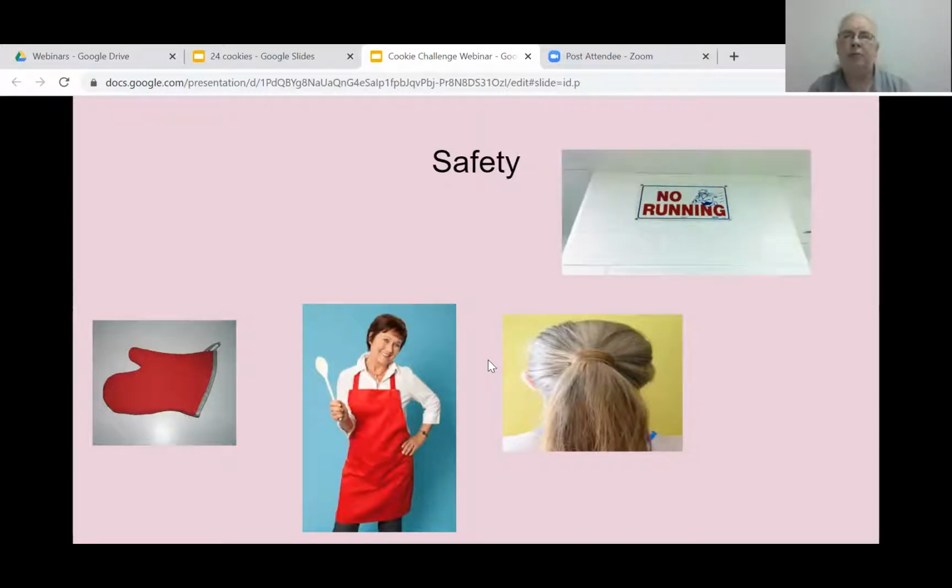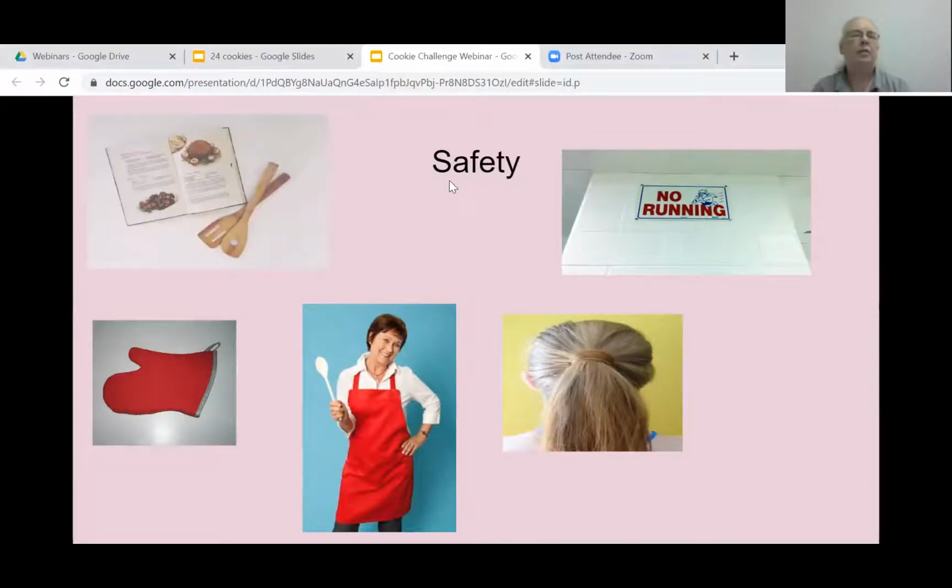No running. We don't run in the kitchen with the ingredients. We want to make absolutely sure that we don't spill all those good things. So double check everything as you go through. You'll want to make sure that there is no running.